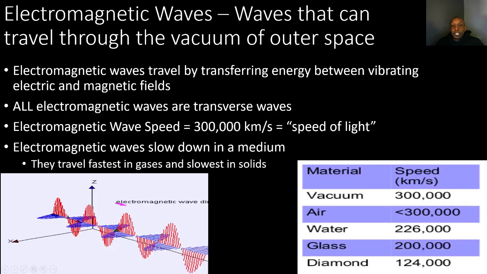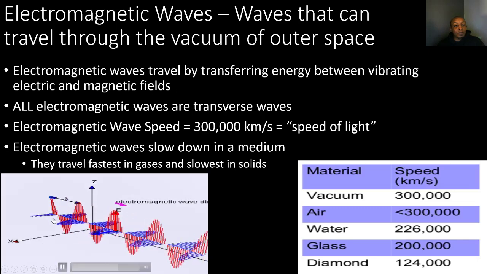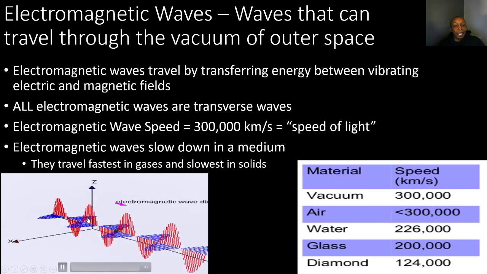Now let's focus on electromagnetic waves. And these are waves that can travel through the vacuum of outer space. And the way they're able to do this is because, remember, they don't require a medium or a solid, liquid, or gas to travel through. And electromagnetic waves travel by transferring energy between vibrating electric and magnetic fields. So let's take a look at this example below. So here are these vibrating electric and magnetic fields, and that's how those waves travel.